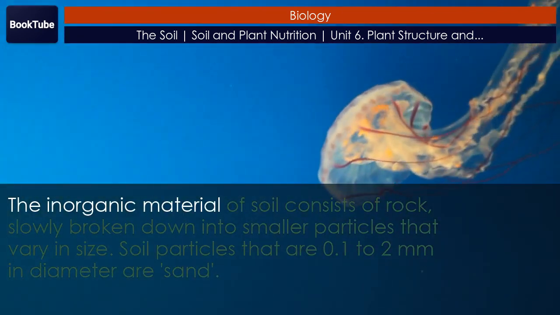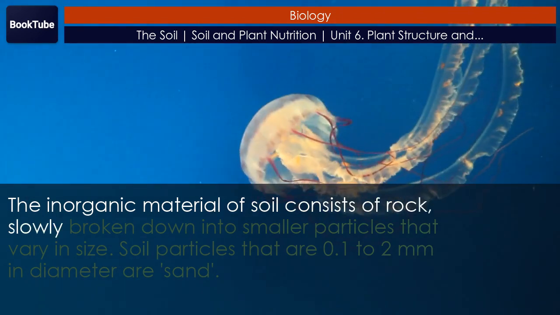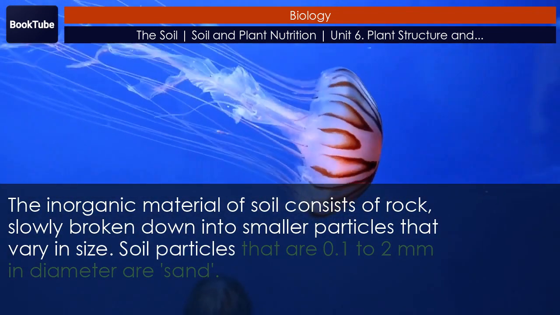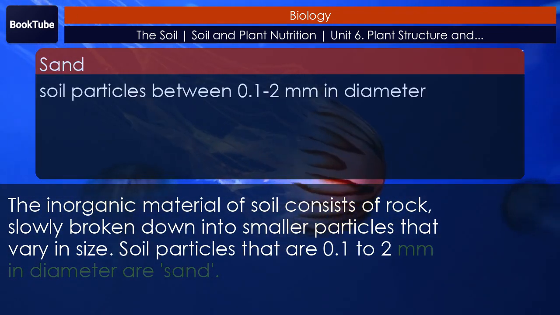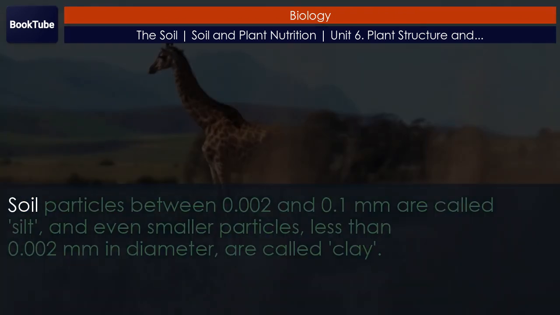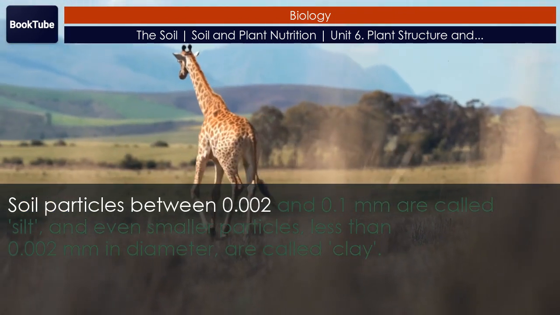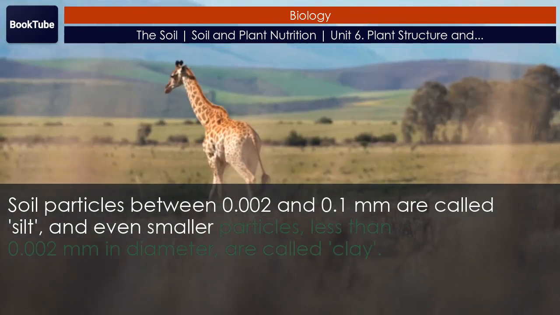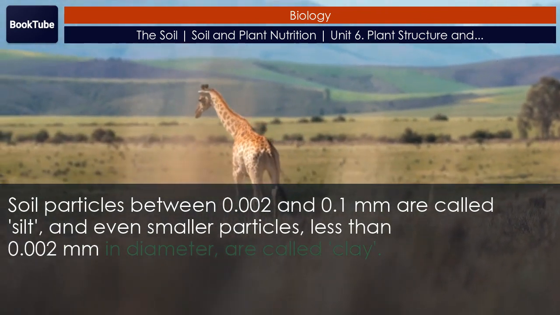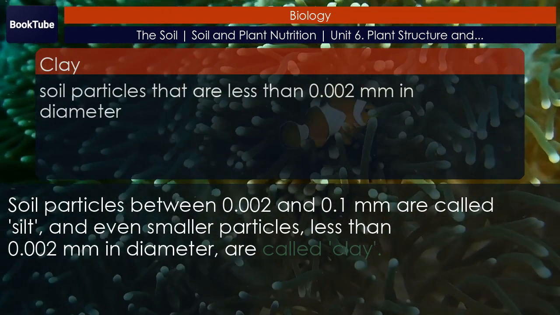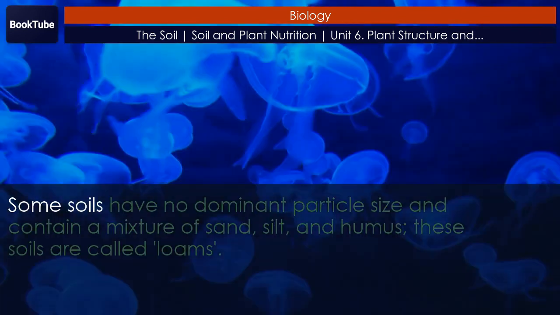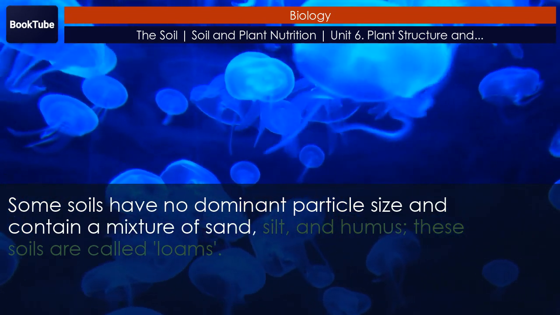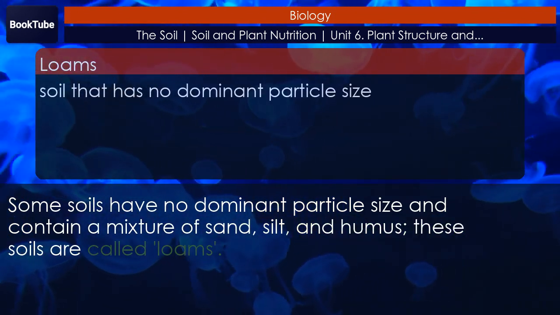The inorganic material of soil consists of rock, slowly broken down into smaller particles that vary in size. Soil particles that are 0.1 to 2 mm in diameter are sand. Soil particles between 0.002 and 0.1 mm are called silt. And even smaller particles, less than 0.002 mm in diameter, are called clay. Some soils have no dominant particle size and contain a mixture of sand, silt, and humus. These soils are called loams.